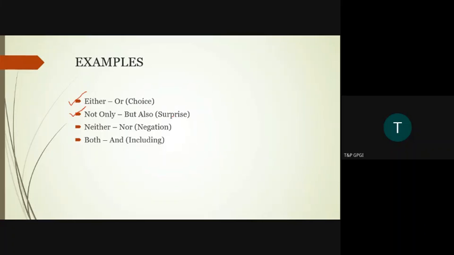So it's a correlative pair. We talked about the idea of surprises. You put this plus this, like this plus this. So surprise plus more surprise. Understood? So it goes with surprise. Not only, but also. She was not only happy, but also she got married. Very, very surprised.